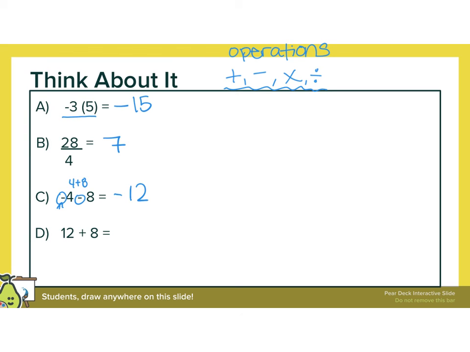And the last one is a simple one. It's just addition. 12 plus 8 is 20. So hopefully you were able to get those done correctly. If not, make sure you change your answers. Now we're going to start solving some one-step equations.